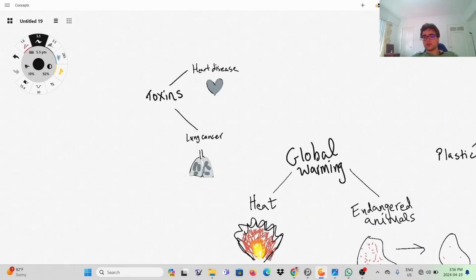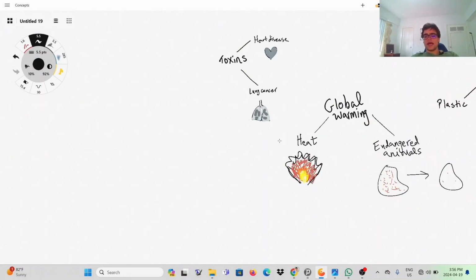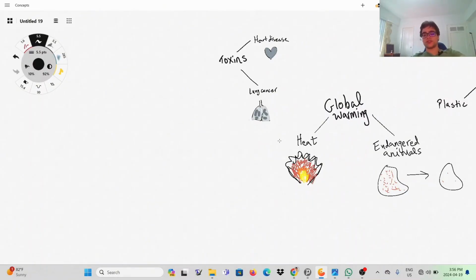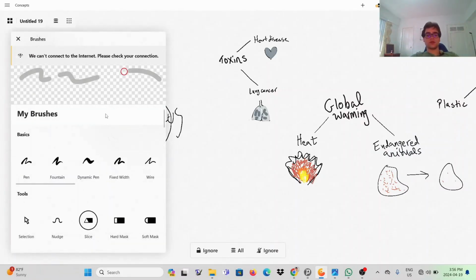Like, if I wanted to, I'd probably group these two, toxins and global warming, into effects. So I would probably have another chunk here that says effects. I mean, I'm coloring over here, so it's kind of messy, but you get the point, right? And then toxins and global warming would be a part of that, right? And they'd have these subgroups. Okay, let me actually delete this here.